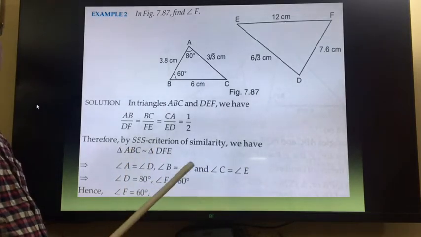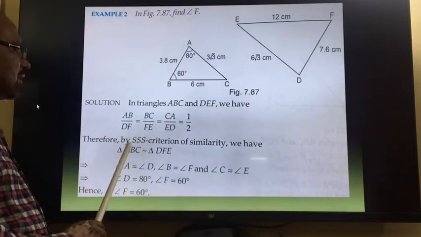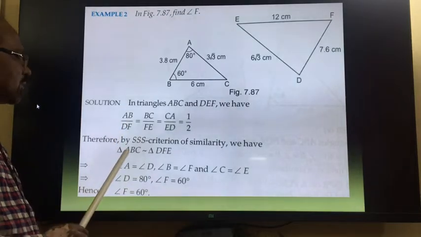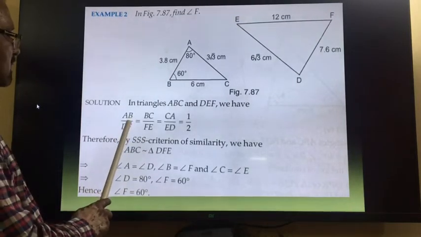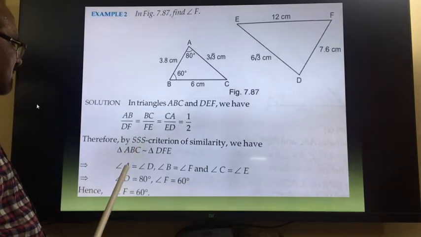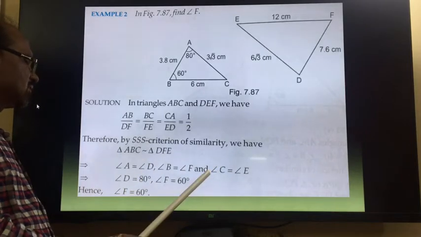Or we will use it in reverse order. If angles are equal, then triangles are similar, then we can say the sides are proportional. So in this particular question, because the sides are proportional, we can say triangles are similar, and if triangles are similar, then we can say their corresponding angles are equal. So here corresponding angles will be equal.